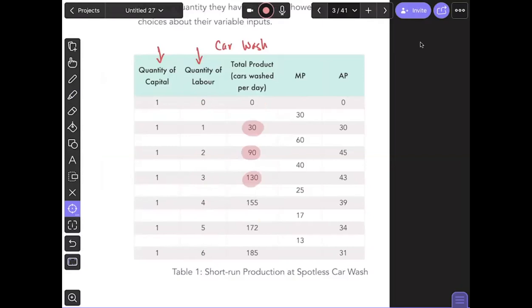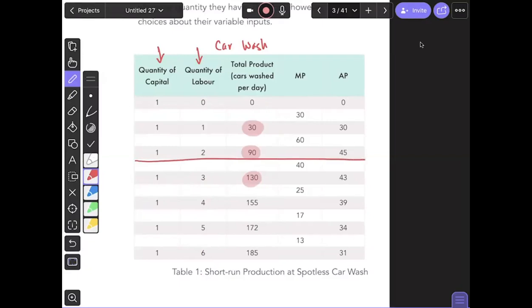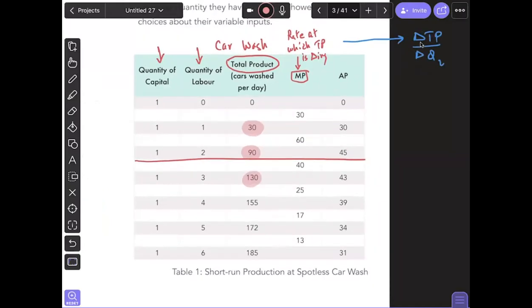But the more important part: if you look at this, output was increasing at a different rate. And we said the rate at which TP, this total product, is changing, is MP. Isn't that true? So MP is change in TP over change in quantity of labor. Does that make sense? So it's the extra output that you're getting for extra labor.